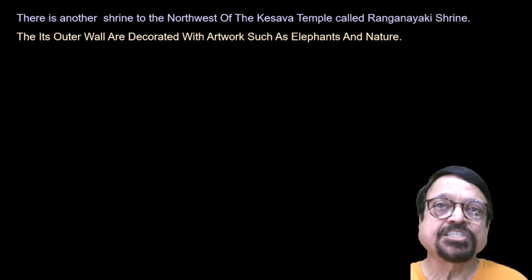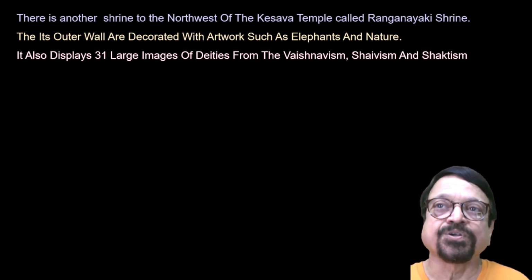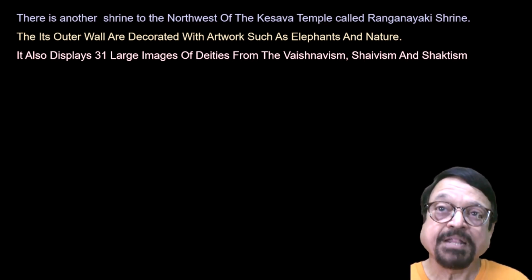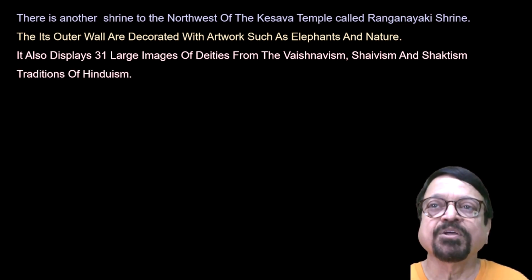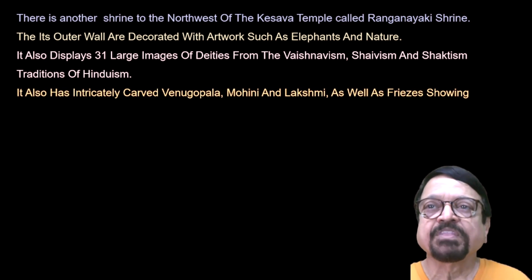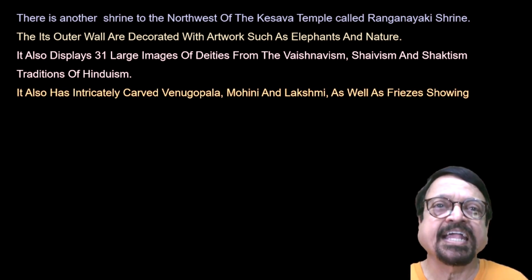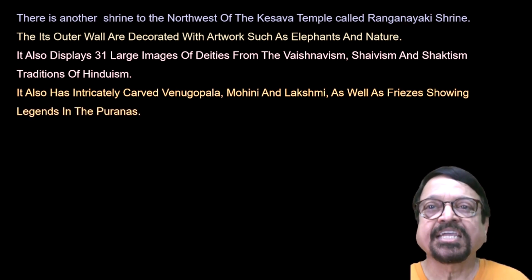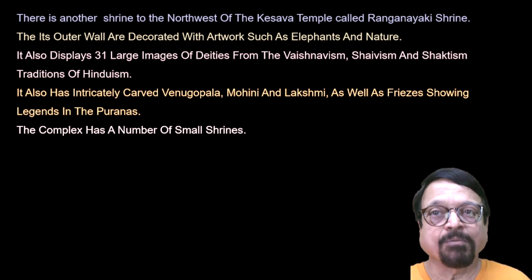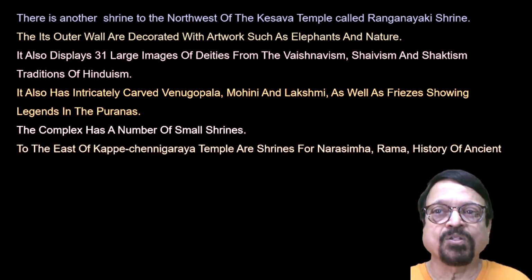Its outer wall is decorated with artworks such as elephants and nature. It also displays 31 large images of deities from the Vaishnavism, Shaivism and Shaktism traditions of Hinduism. It also has intricately carved Venugopal, Mohini and Lakshmi, as well as phrases showing legends in the Puranas. The complex has a number of small shrines.